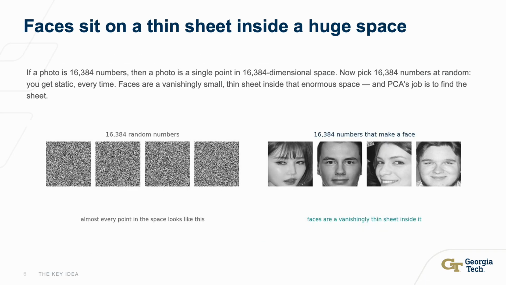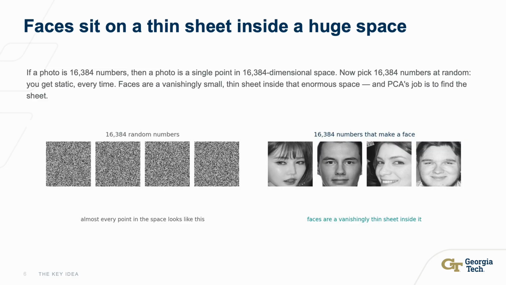Here is the idea the whole lecture rests on. If a photograph is 16,000 numbers, then a photograph is a single point in 16,000 dimensional space. Every possible image of that size is a point somewhere in that space. Now try a thought experiment on the slide. Pick those 16,000 numbers at random, you get static. Do it again and again, you get static every time.